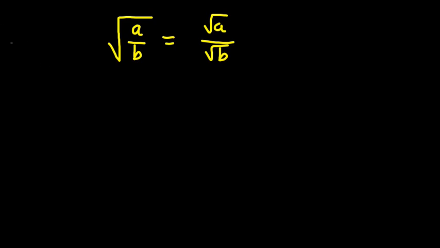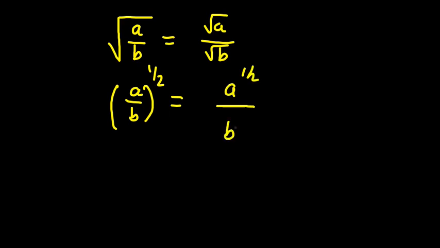So the second rule which we can also use is when root of a over b is the same as root a over root b. We'll also use exponents to explain that rule. Root is the same as power half, right? As long as this power multiplies everything in the brackets, it's the same as a to the half over b to the half, which is the same as root a over root b.